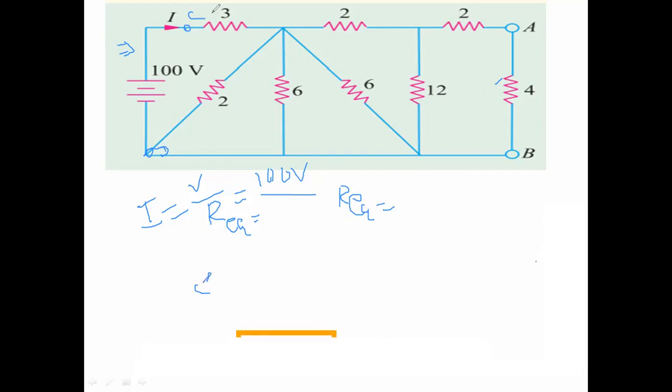Across these two points. Okay. Now we go through the circuit to see how we can reach D. Like that we will connect.